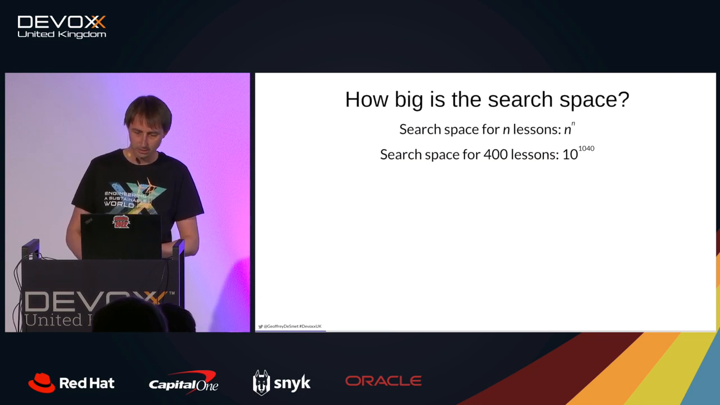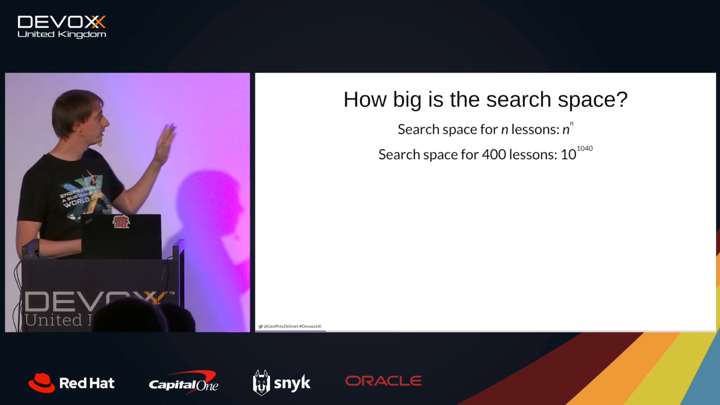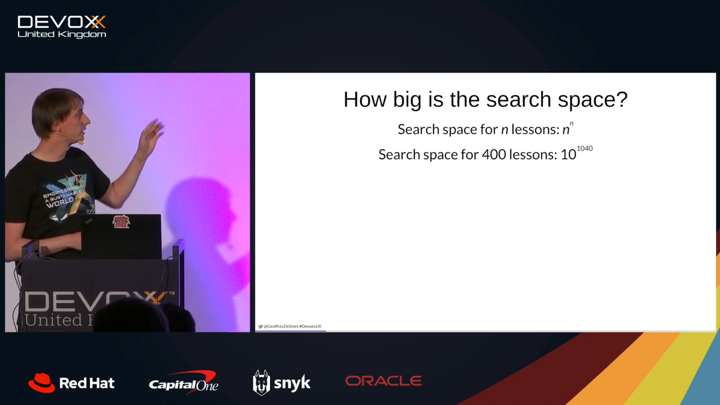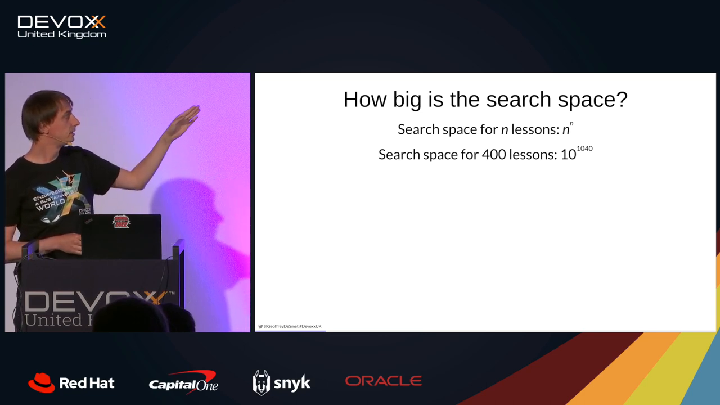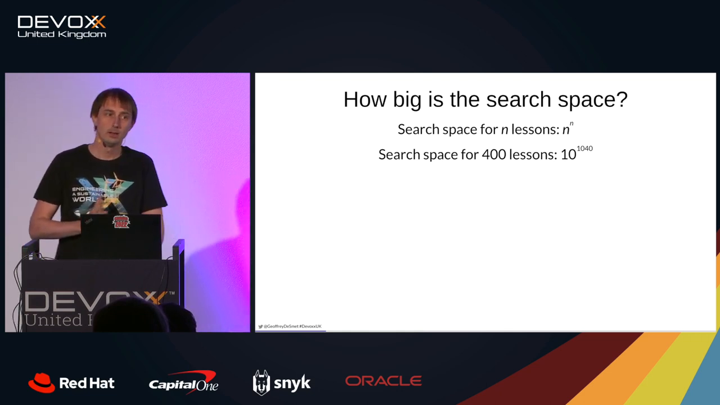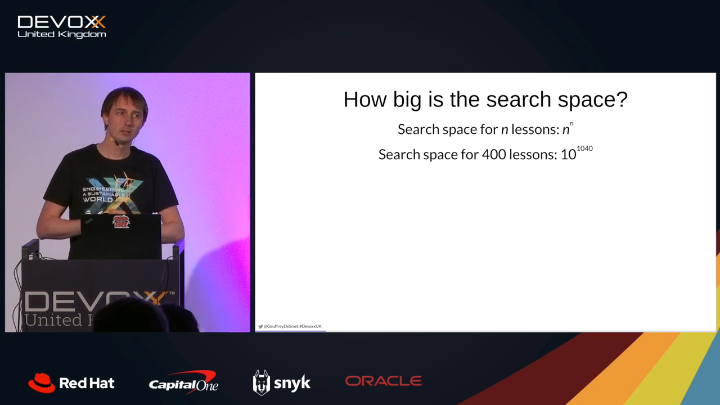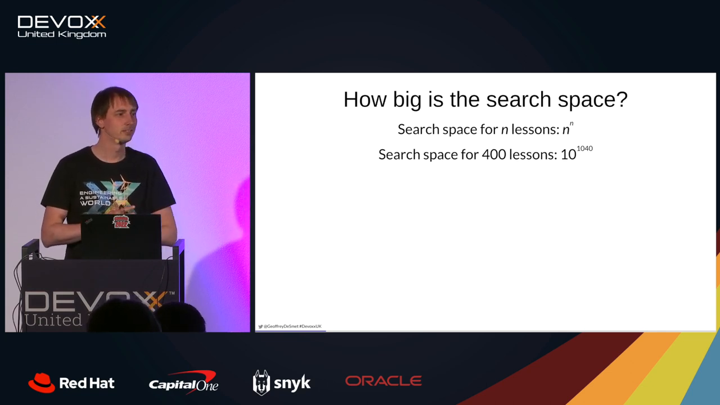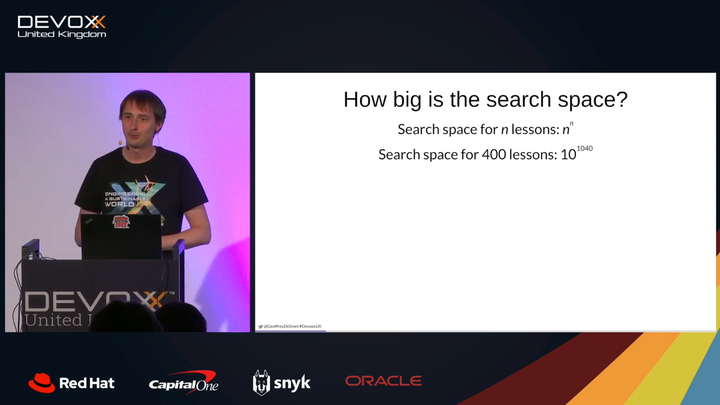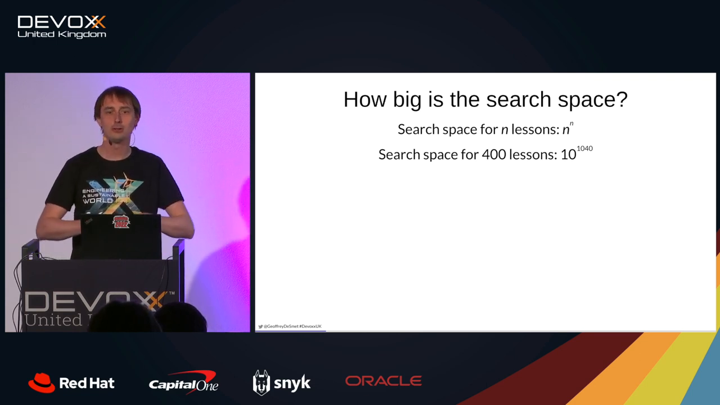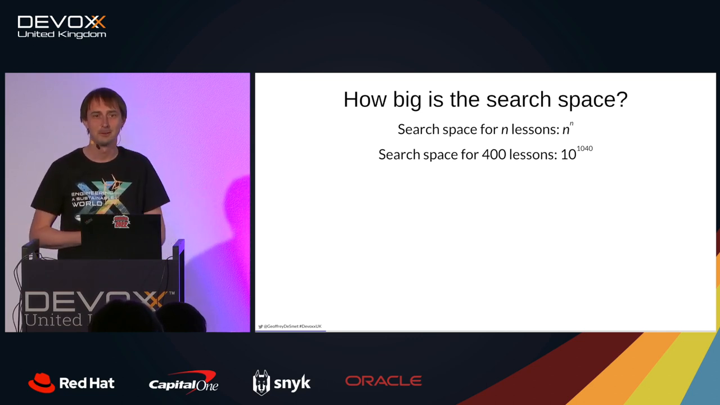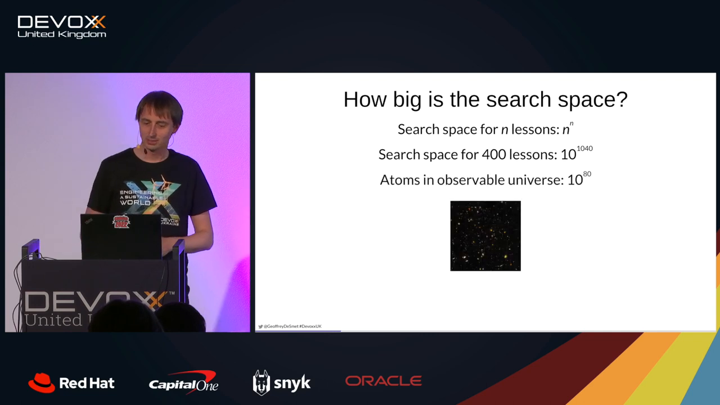So let me zoom in on that a little bit. If you assign n lessons, the entire search space is n to the power n. If you assign 400 lessons, that ends up something around 10 to the power 1040. Anybody get an idea how many atoms there are in the observable universe? So think about every grain of salt, every atom in the air right here, right? Count those all up, including all of those on all of our planets and all of our suns and the stars we can see in the sky. Well, that's about 10 to the power 80.